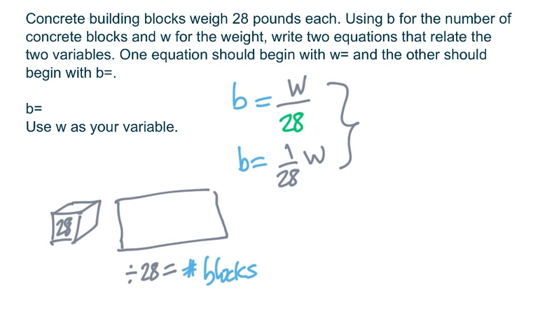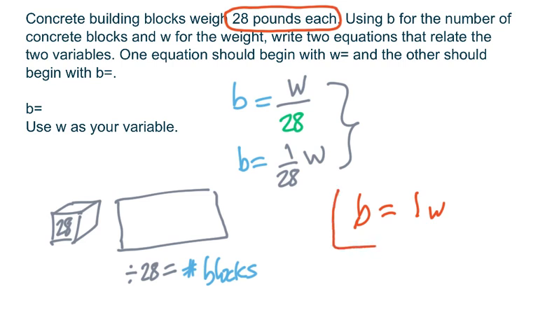So when we think about some of the possible wrong answers, if you chose B equals 1W, you're basically saying that the number of blocks is equivalent to the weight, or the weight is equivalent to the number of blocks. Now, that would be true if the building blocks weighed 1 pound each. However, we know that the building blocks weigh 28 pounds each.